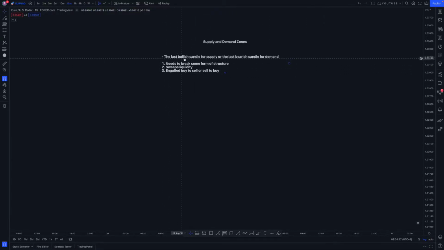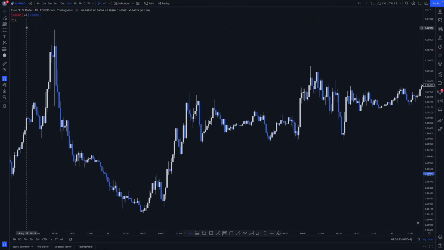It's the last bullish candle before a move down for a supply, or the last bearish candle before a move up for a demand. You can also use ranges, and like I said, I'll show you that in a minute on the chart. So if I just delete this and we come down, as you can see, today I am on Euro US dollar on the 15-minute chart.